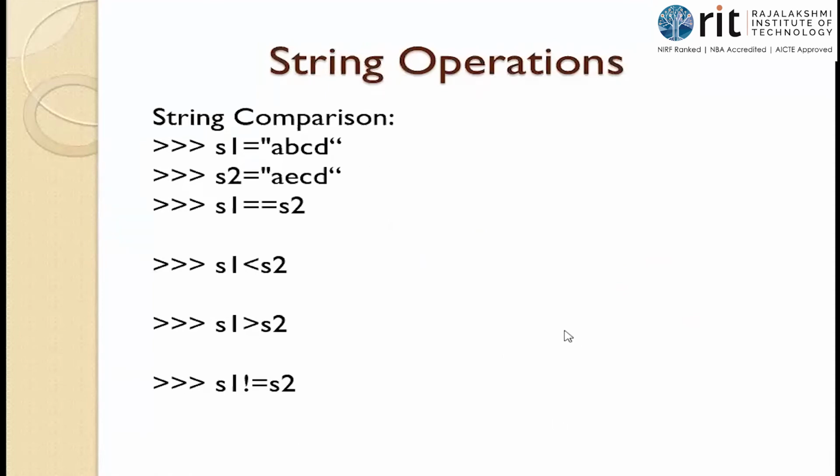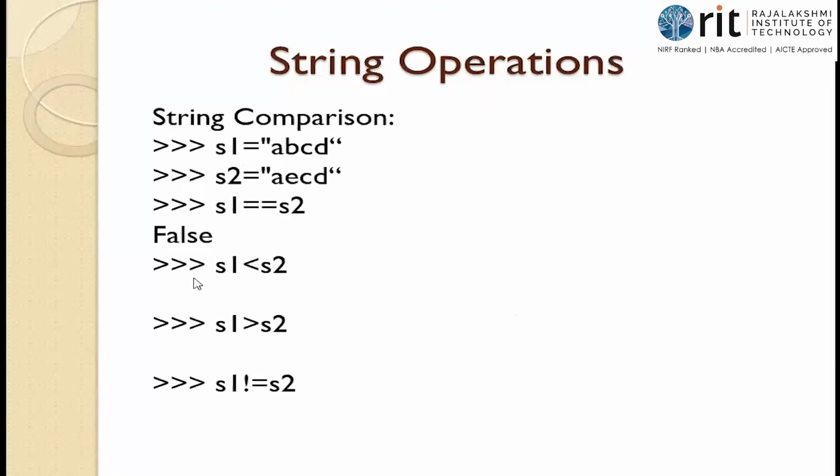Okay, if a comparison, I'll stop with this. String comparison. S1 is ABCD, S2 is AECD. So the first character is same. The problem is when you look at the second character, B and E. So obviously they are different, isn't it? So S1 equal to S2, it is false.